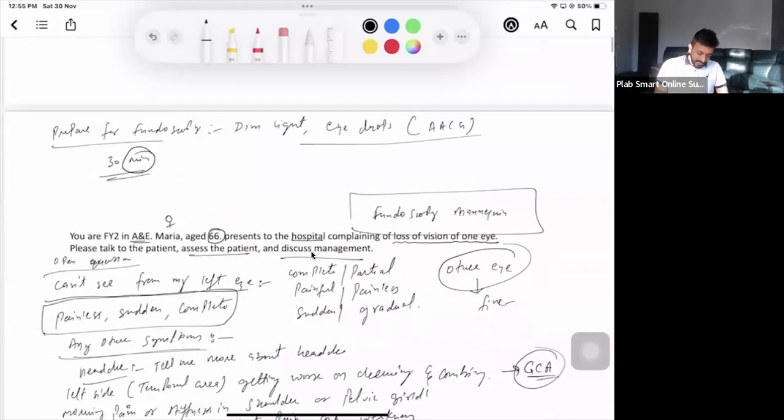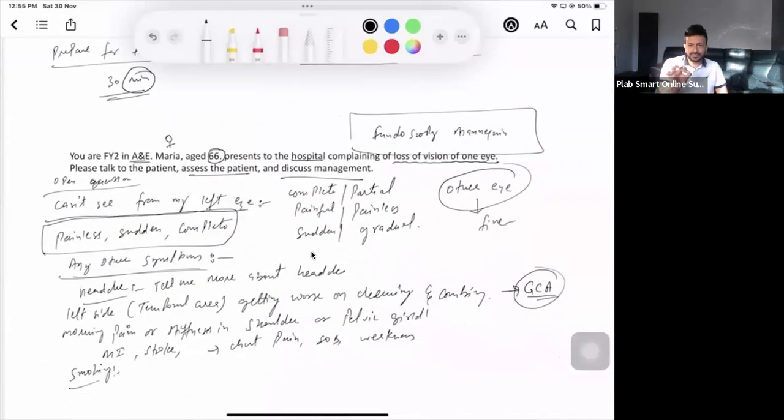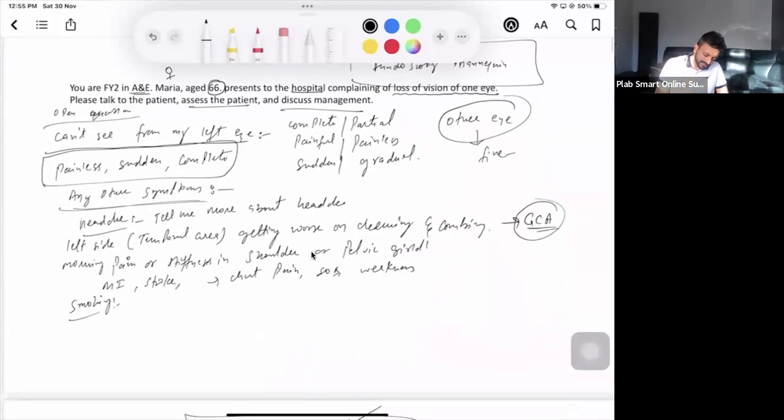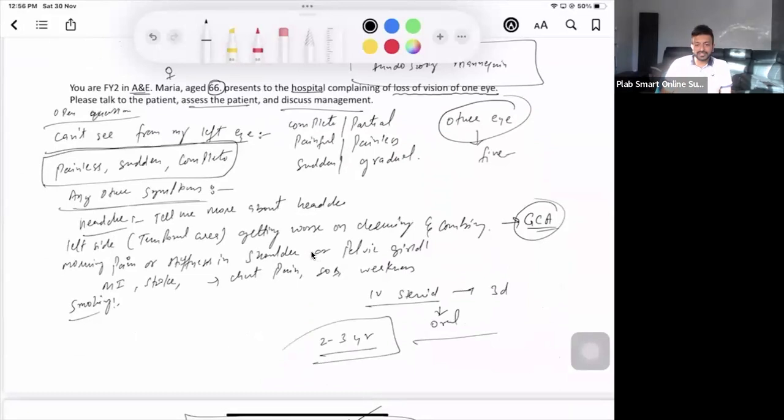Right, so a very brief history. Examination, what you're doing is just the fundoscopy. What's the management? Management is we're going to give IV steroid. IV steroid for 3 days, then you shift to oral steroid. The patient is going to take it for 2-3 years, a long time. The other medication you're going to give is aspirin, bisphosphonates, and all other things as well. But the main thing is addressing the patient's concern.